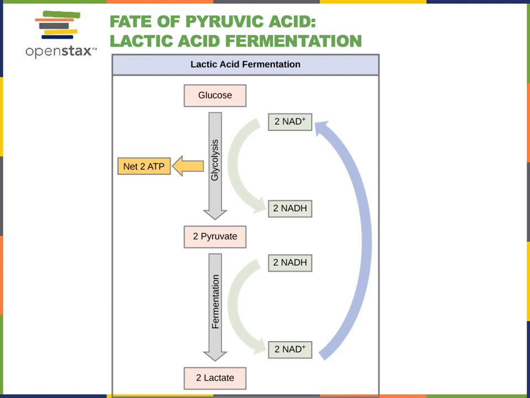By running anaerobic cellular respiration, two molecules of ATP are produced from every molecule of glucose. Each molecule of glucose is converted to two molecules of lactate, and the energy that's released is stored in two molecules of ATP.